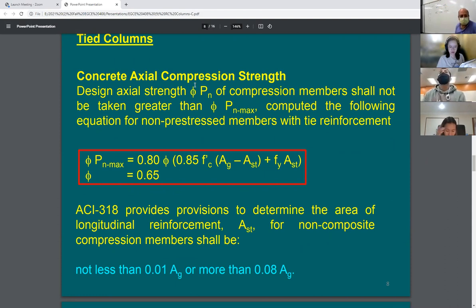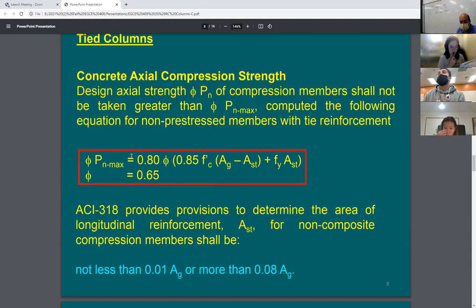Great. Let me look here at the equation. The equation says here phi Pn max, and this says maximum. I'm not sure why it says maximum, but it means the capacity. Okay? The capacity of this column is equal to 0.8. This is not the phi factor, just a factor. You remember like the 0.85 f'c? It could be one of these factors.